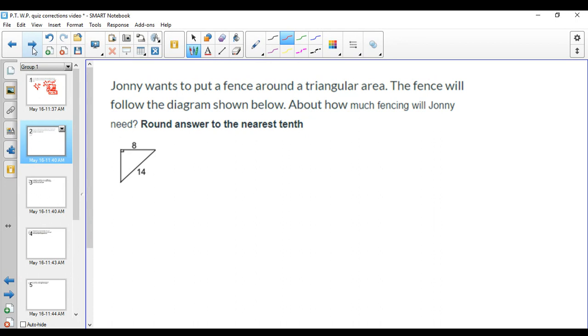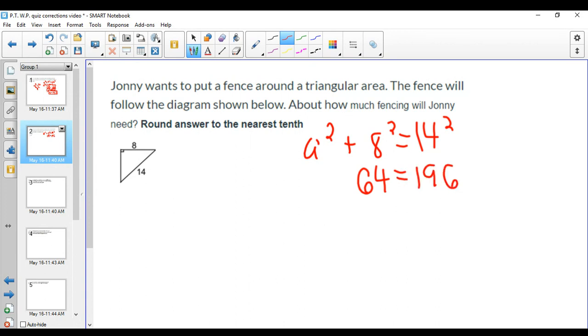Well, first of all, we need to figure out what this missing side length right here is. So it looks like 8 and our unknown are the legs. 14 is the hypotenuse. So we'll set up our equation first. A squared plus 8 squared equals 14 squared. 8 squared gives us 64. 14 squared gives us 196.